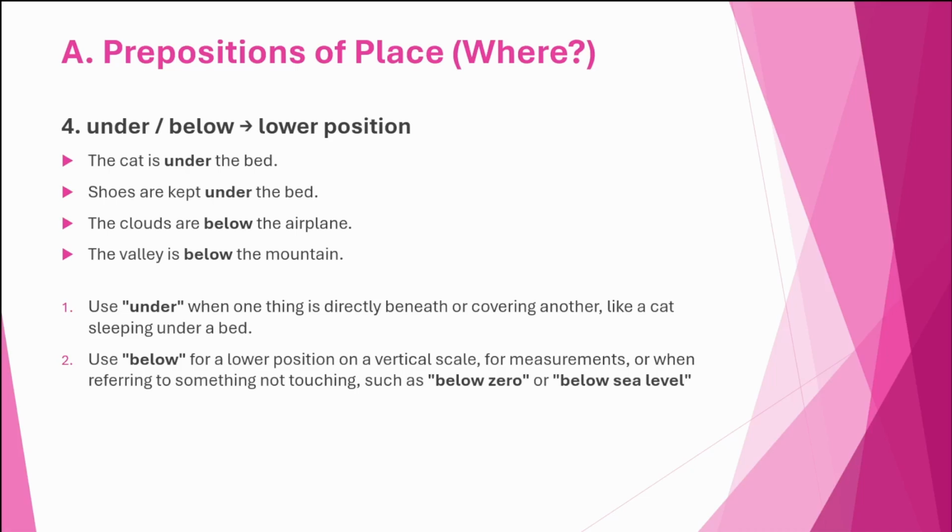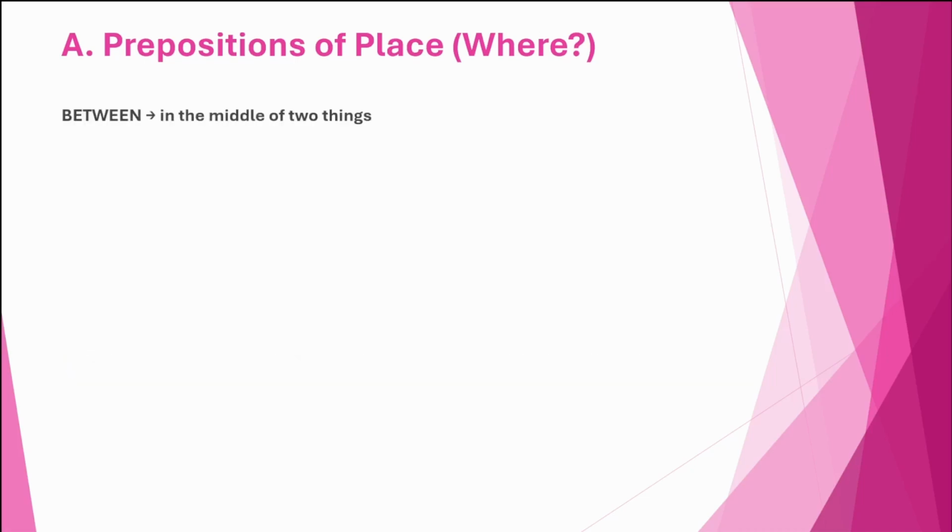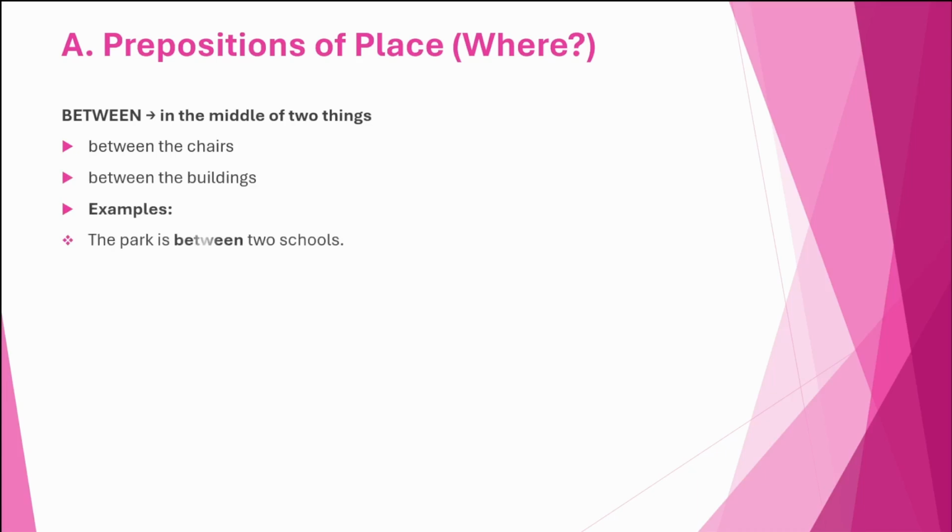Next is between, which is used to denote the relationship available between exactly two things. For example, between the chairs or between the buildings. For example, the park is between two schools.